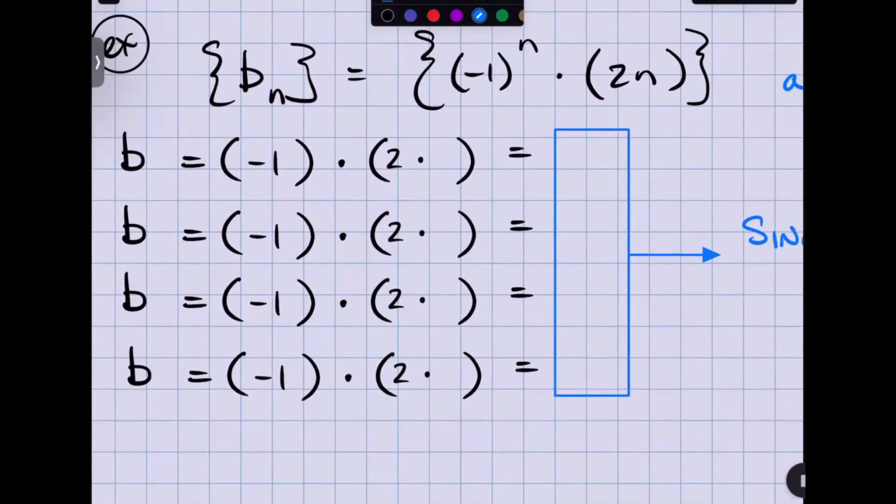Okay? So if I'm looking for the first 4 terms, the first term is going to be b sub 1. The second term would be b sub 2. The third term would be b sub 3. The fourth term would be b sub 4. And you're like, okay, when is this going to get hard? So we just apply, n is going to be 1, n is going to be 2, n is going to be 3, n is going to be 4. Not that hard, right? So what is the first term going to be?